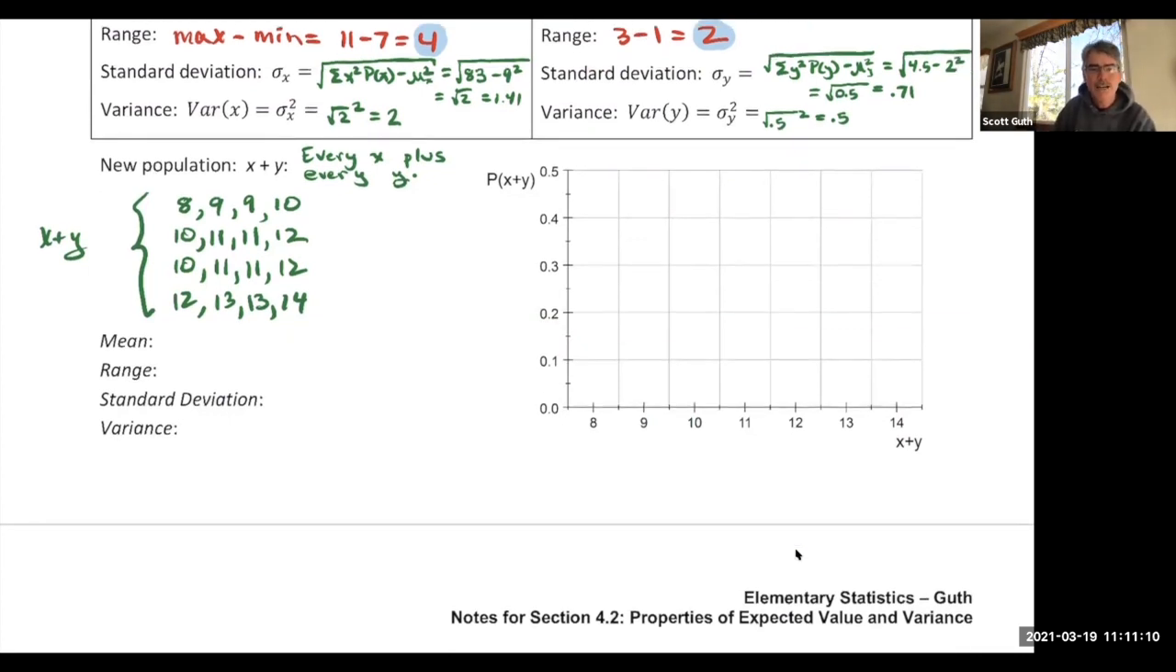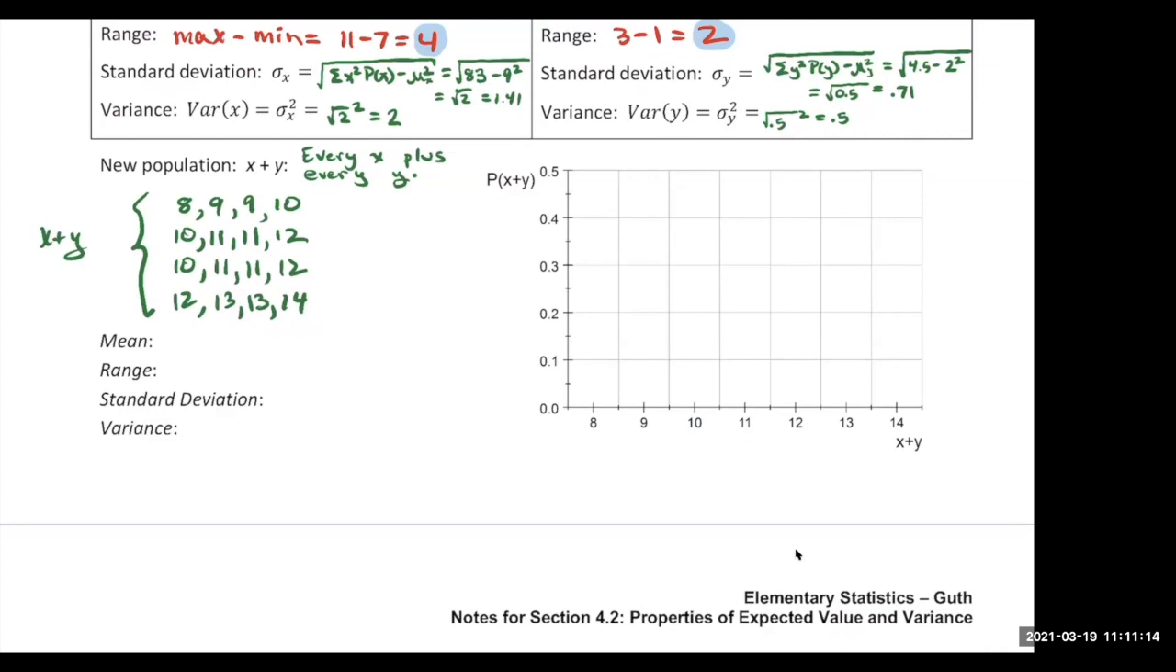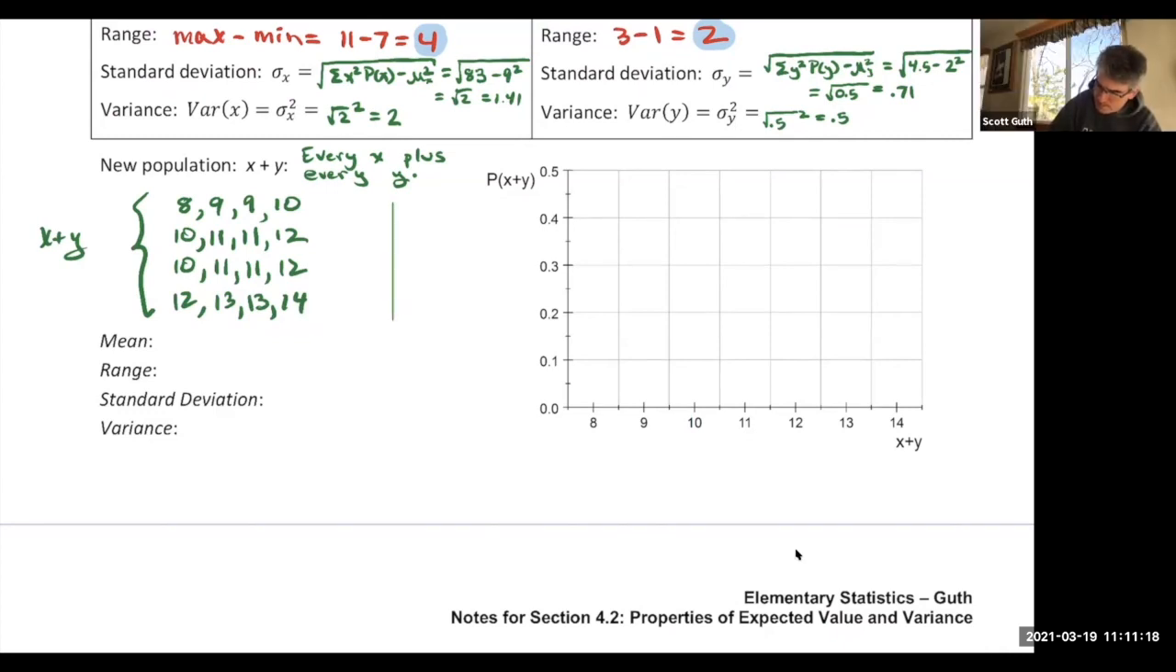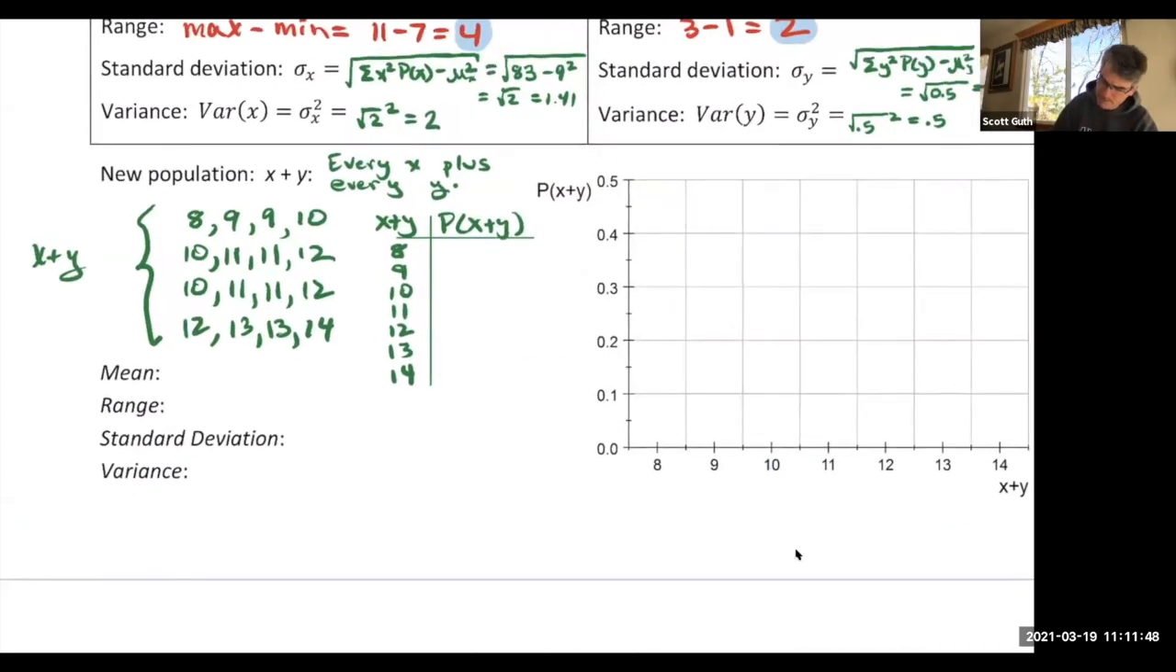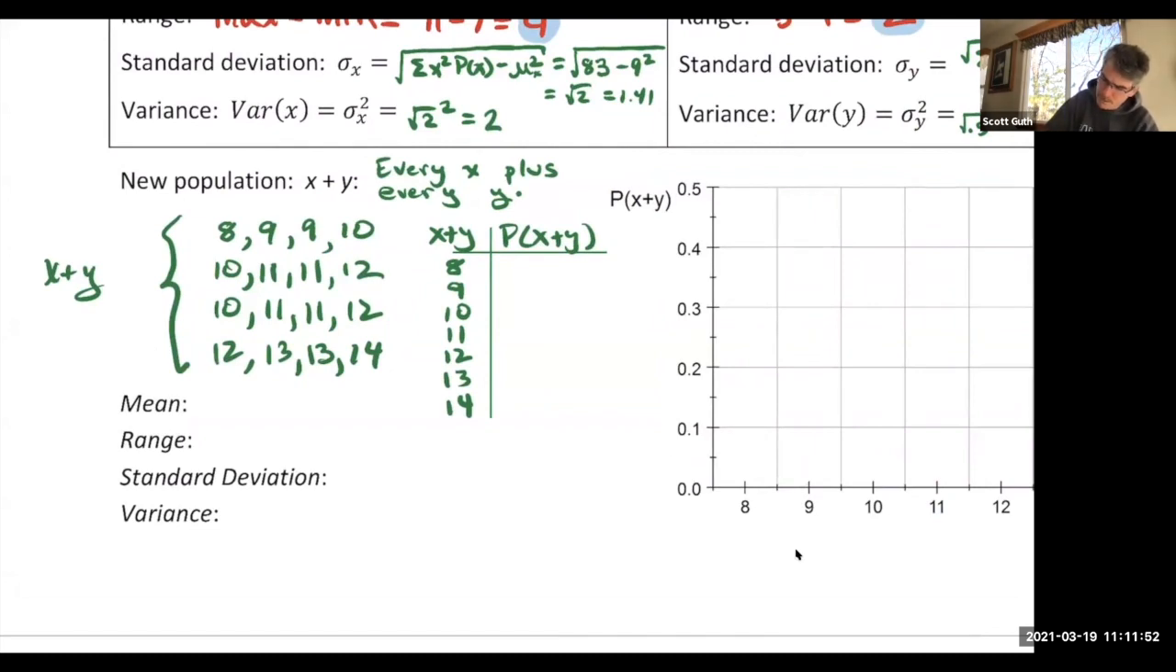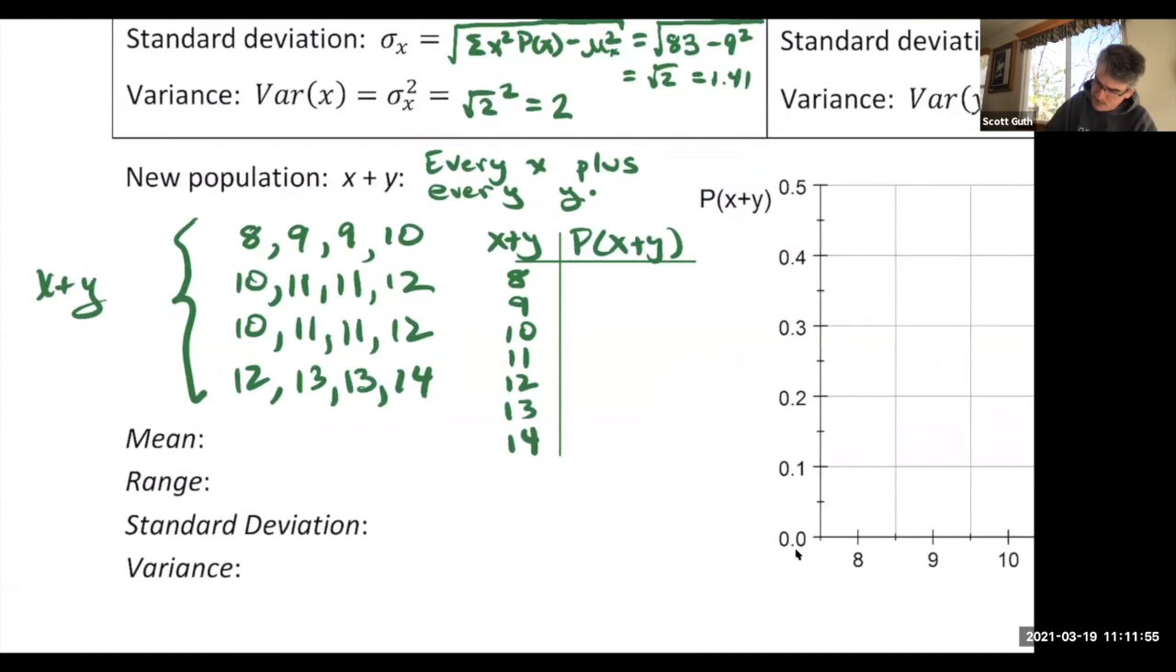Okay, and now the mean, it's kind of hard to see, but let's do this. So if I put X plus Y here and then the probability of X plus Y, the X plus Y's are 8. There's some 9s, some 10s, 11, 12, 13, and 14. Okay, those are the X plus Y's that we have. And there's 16 values altogether. Okay, so the probabilities are going to be out of 16. So the 8, there's only one of those out of 16. So I'm going to write it real small, 1 out of 16. The 9, there's 2, so it's 2 out of 16.